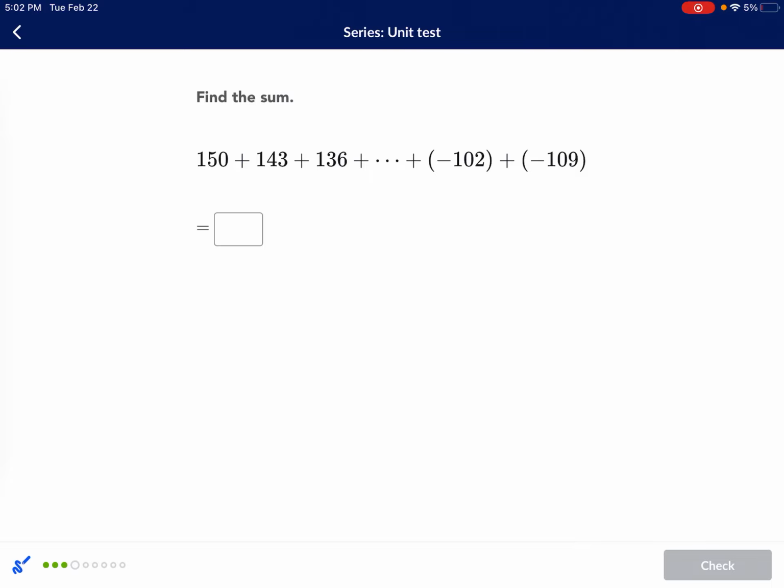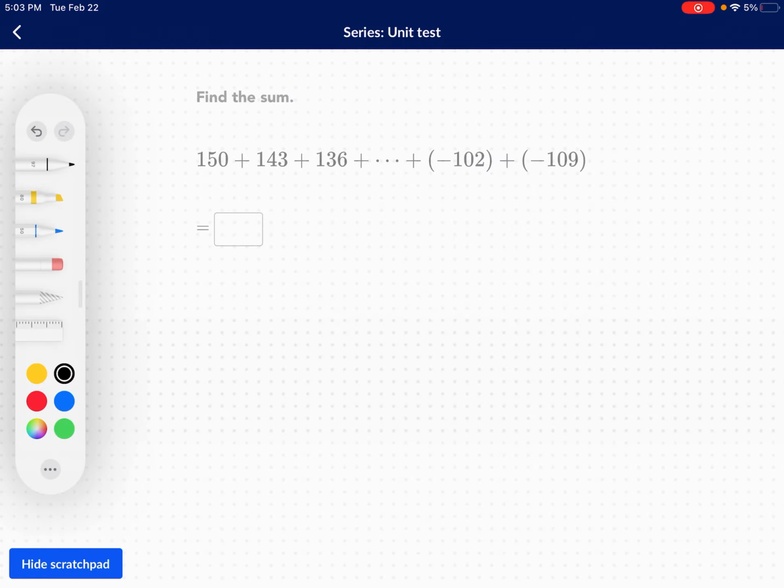Okay, this is an arithmetic series where the common difference is -7 because we're subtracting 7 each time. So we find the sum. We were given the first term. We're given the last term. Now all we need to find is how many terms there are. So we can do -109 minus 150, and we can divide by the common difference, which is -7. We get 37. Add 1 to that, and then 38. We have 38 total terms.